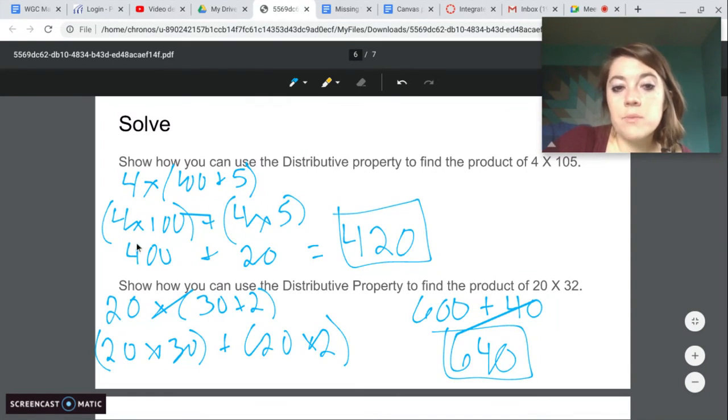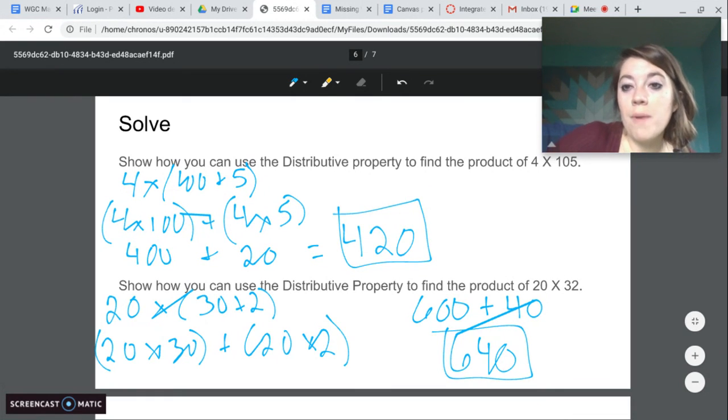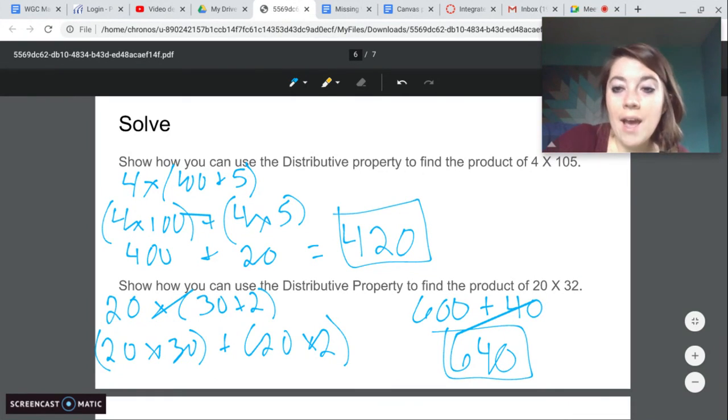Okay? So this is what you guys are going to be working on today, is actually solving them using the distributive property. And yes, you have to use the distributive property. I don't want to see you just multiplying 4 and 105 together to find out what that is. I want you to use the distributive property, because distributive property is going to come into effect later on in your mathematical careers. And so knowing it now will make it a lot easier when you have to deal with it.